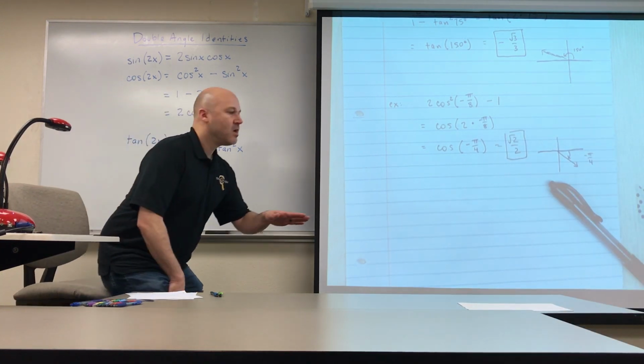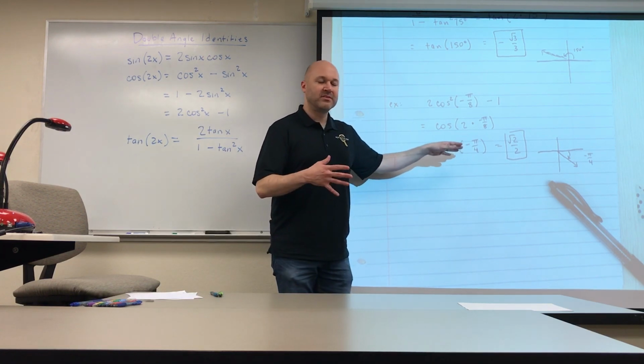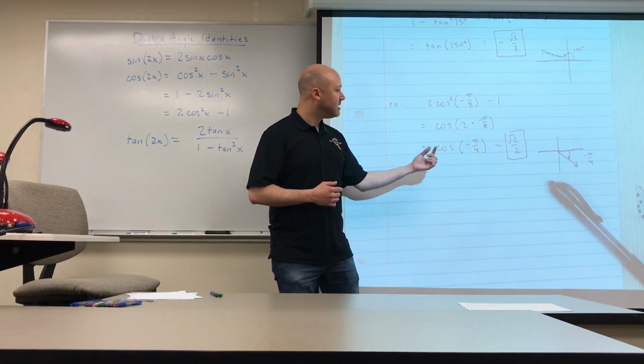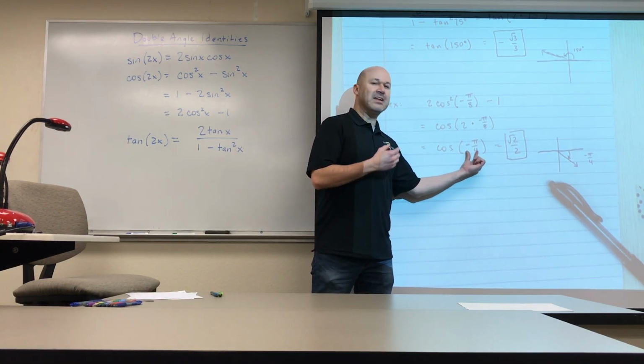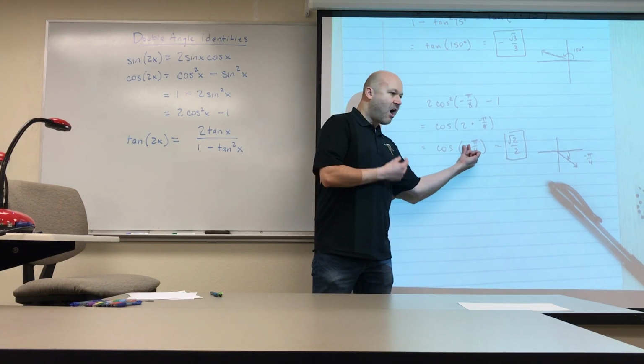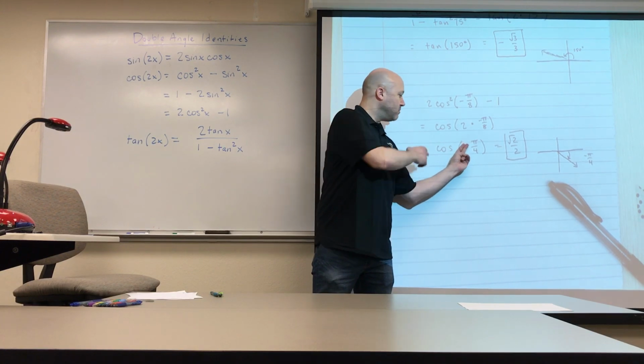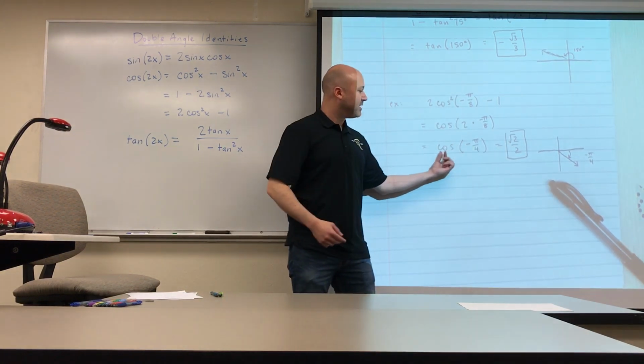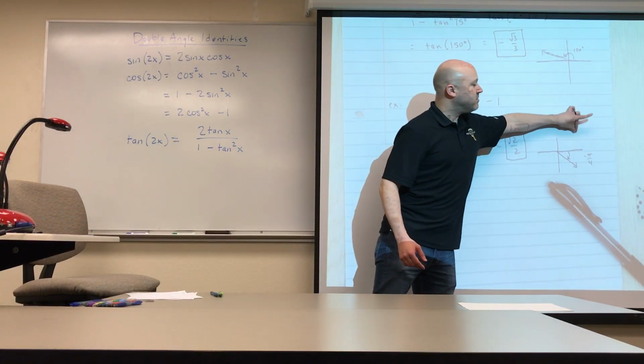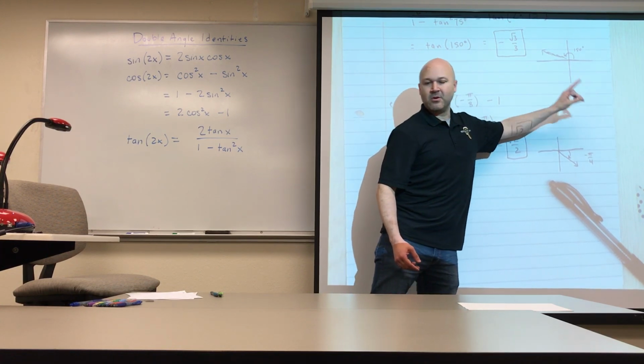Just a side note, something we talked about previously were the even and odd identities. As soon as you get down to a cosine of a negative angle, that's an even function, so the minus sign can almost be ignored. So cosine of negative pi fourths is the same thing as cosine of positive pi fourths. It still has that x value of positive root 2 over 2.